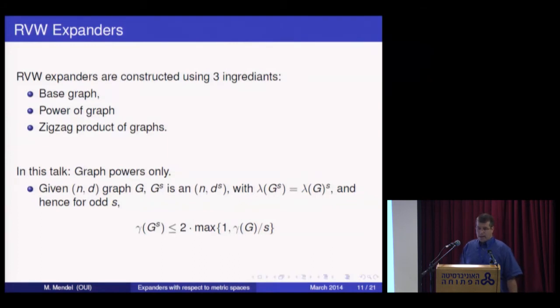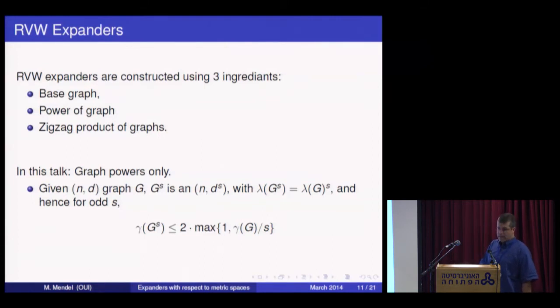So this graph has degree d to the s, and the eigenvalues of this graph are just the s-th powers of the eigenvalues of the original graph. In particular, the second eigenvalue in absolute value is the s-th power of the second eigenvalue of the original graph. And in terms of gamma, if you do the simple estimation here, you see that gamma of G to the s behaves like gamma of G divided by s, as long as it makes sense to behave like that, as long as gamma of G is more than 1. So it is at most the maximum between 1 and gamma of G divided by s, times 2. I ignore this constant.